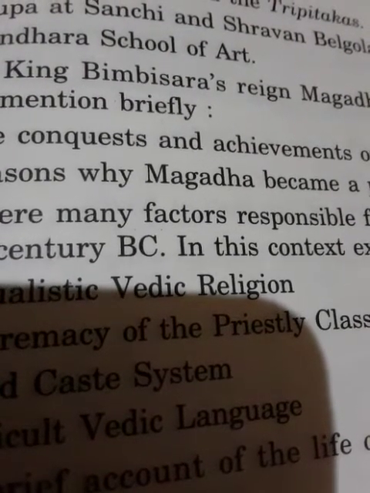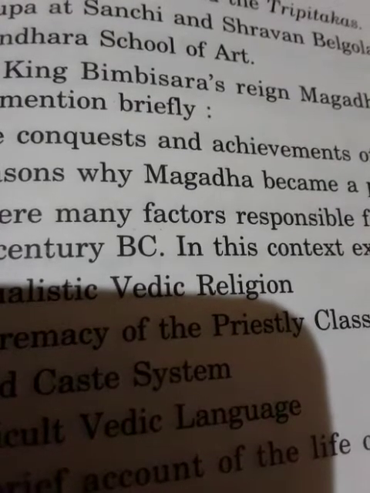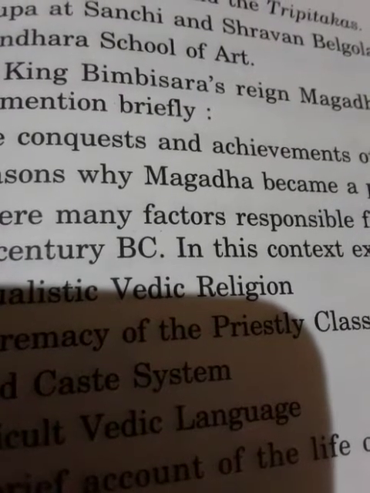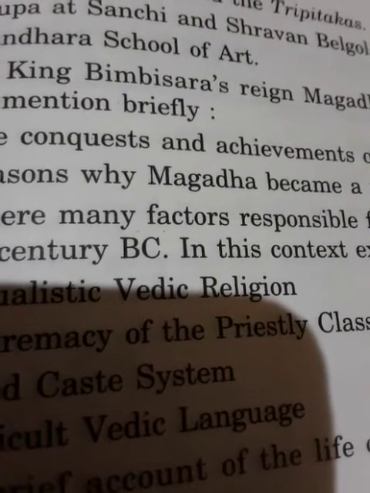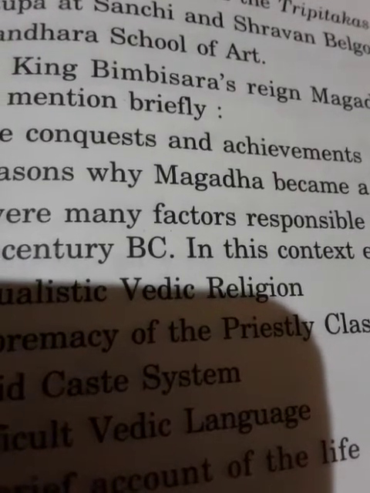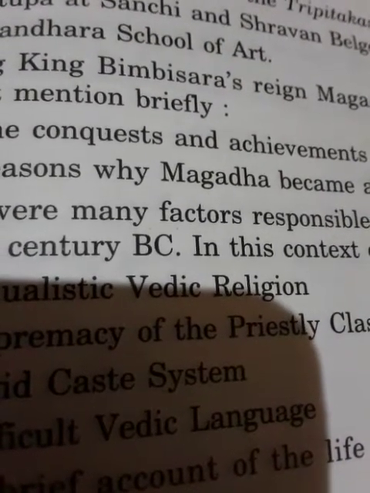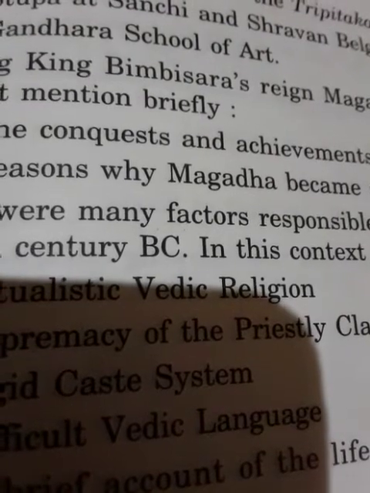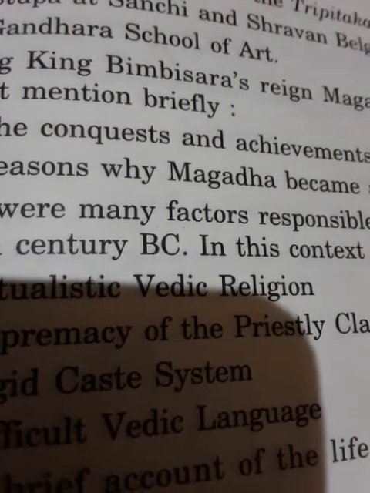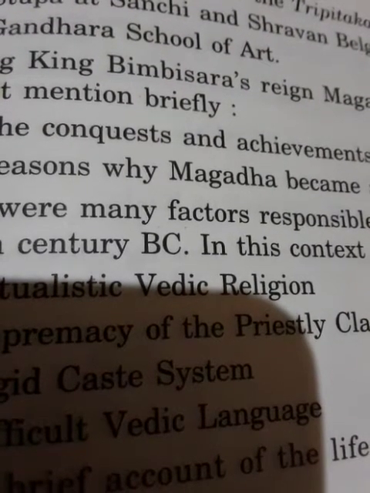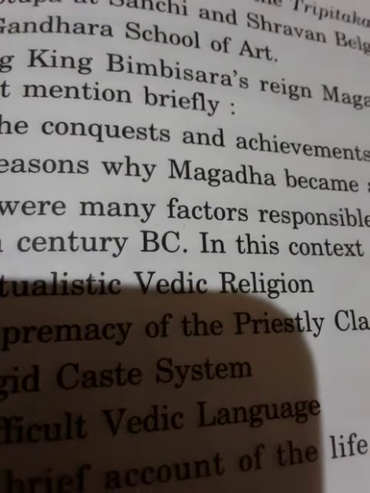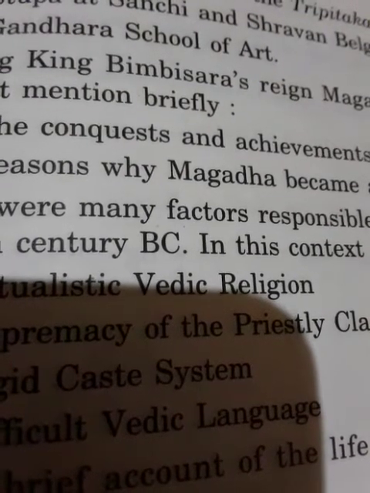Number 22. Mention 2 factors that led to the spread and growth of Buddhism. Answer. 2 factors that led to the spread and growth of Buddhism are: number 1, simple teachings of Buddha. Buddha's teachings were quite simple. He was against complicated rituals and ceremonies and strongly opposed all forms of sacrifices.